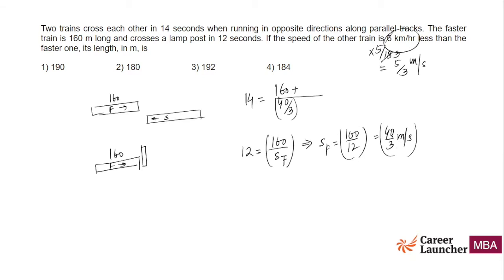So if the speed of the faster train is 40 by 3, then the speed of the slower train will become 35 by 3. So you will have plus 35 by 3 here. And this is the length of the slower train.